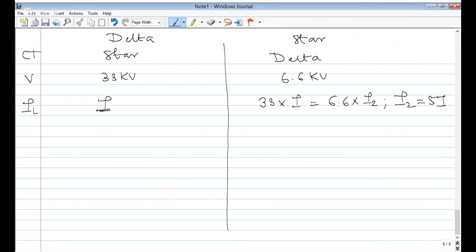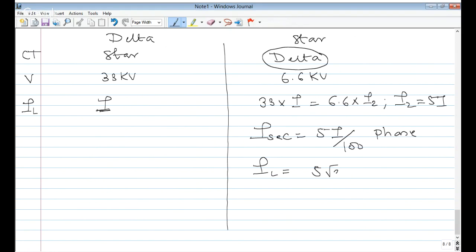This line current is basically the primary current of CT. So the CT ratio here is 100:1. So what is I secondary? I secondary is 5I by 100. This is basically the phase current. So what about line current of current transformer? Since the current transformers are delta connected, 5I by 100.